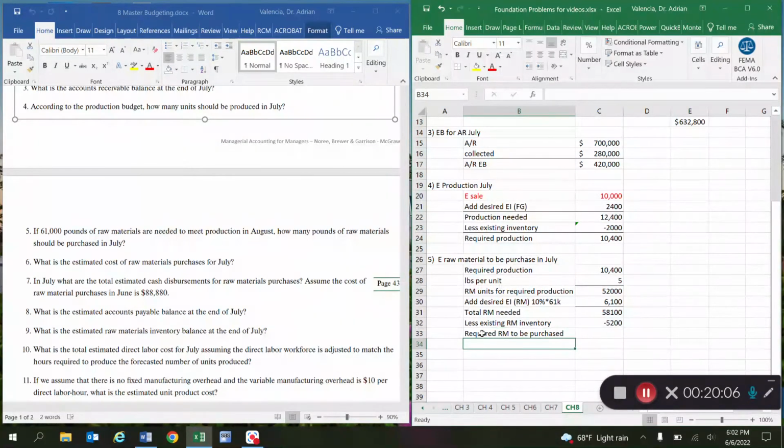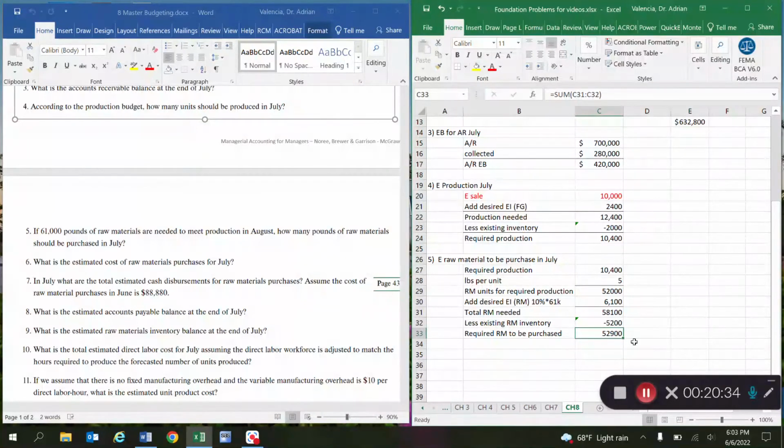And the reason I want to rephrase that is because this is the raw material we need for production, 52,000 pounds. But this is the required raw material that we need to buy for the month of July. So that's going to be the summation of these two, or the netting of these two. Okay, so the budget calls for 52,900 pounds to be purchased of raw material.